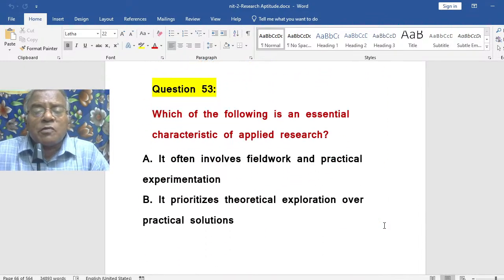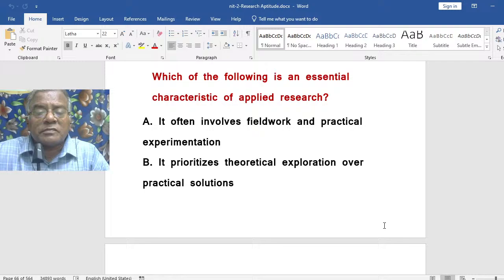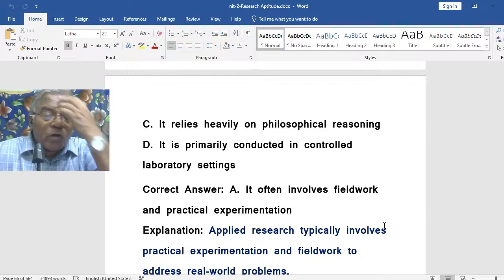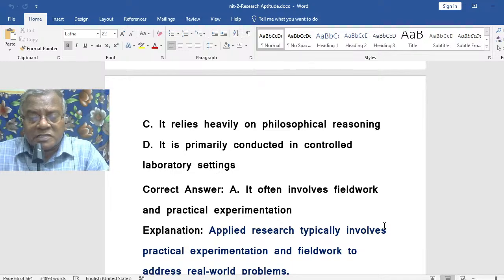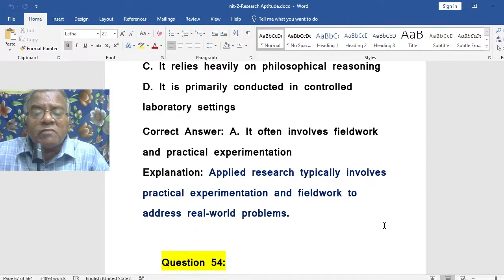Which of the following is an essential characteristic of applied research? Out of these four alternatives, which is the correct one? That is, it often involves field work and practical experimentation. Of course, after all, it solves the practical problem. Applied research typically involves practical experimentation and field work to address real world problems.